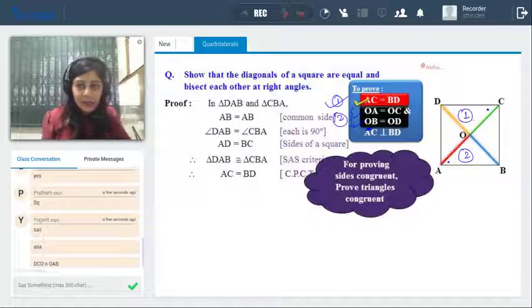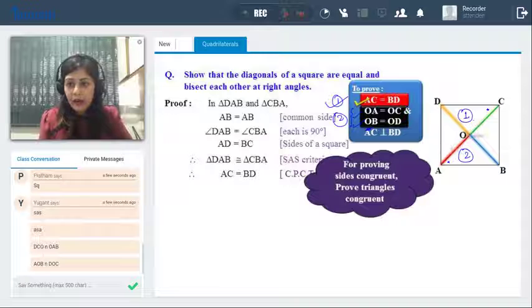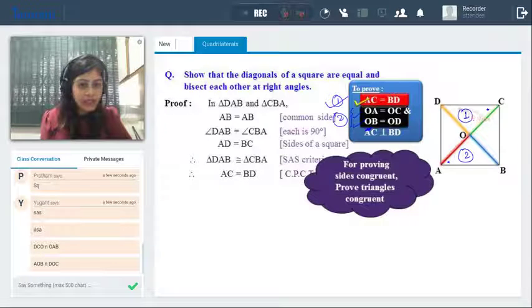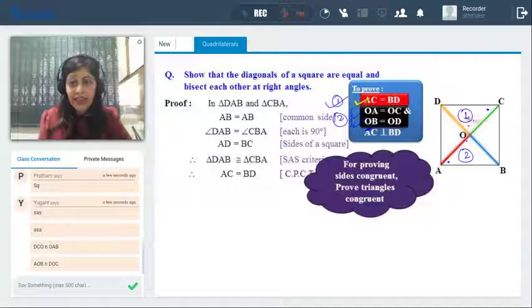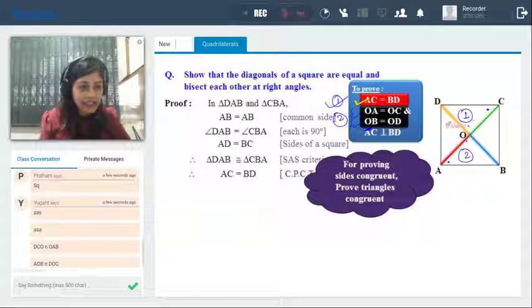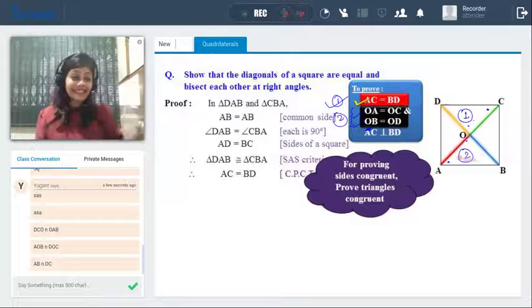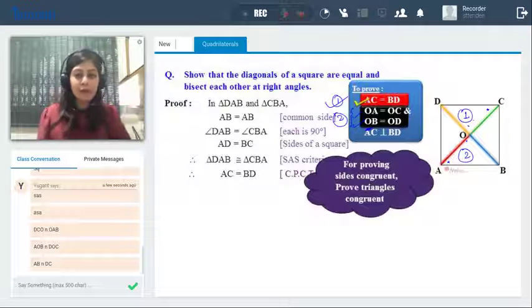Yes, that's very good, Yugan. Which other angle are you looking at? AOB. Okay, AOB and COD. All right, this angle. And which side are you looking at then? These two angles are definitely correct. The pairs of angles are correct. And the side is AB and DC. Yes, that's correct. But there's one small problem.